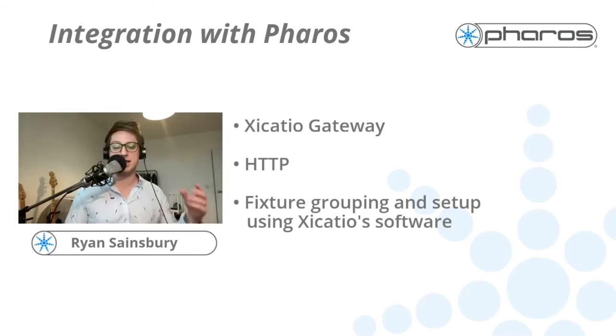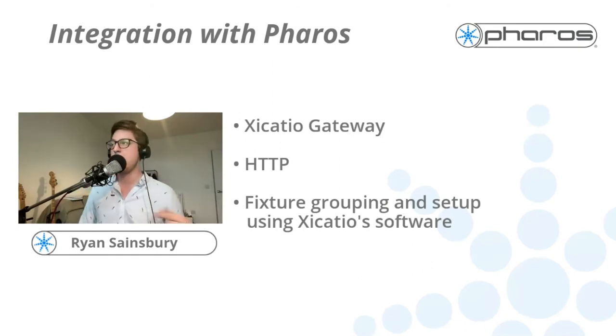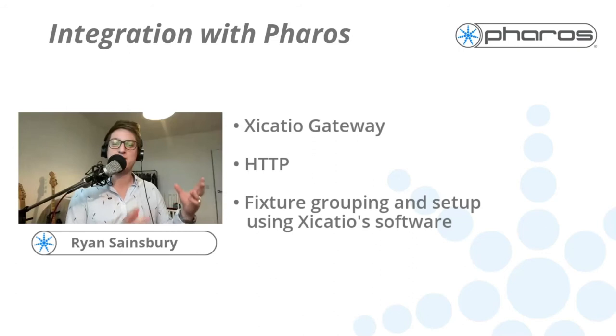Effectively, what happens is this Xicato gateway sits on the same network, the same Cat6 Ethernet-based computer network that the Pharos controller will be on. And then we will simply make HTTP requests to the gateway. And the gateway will then transmit those commands over the Bluetooth network. So it's really important just to remember that you need that gateway in order to speak to the fixtures, and the communication between Pharos and the gateway is done via HTTP.